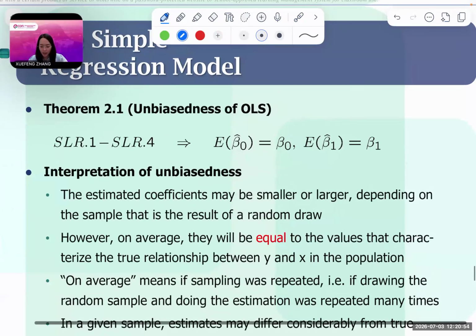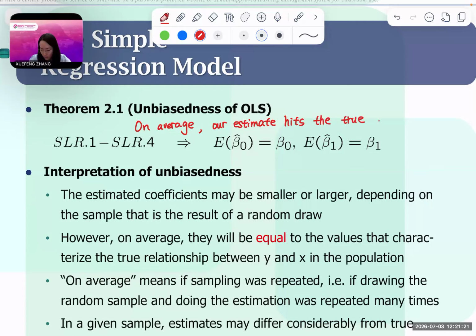Let me help you guys. So unbiased means on average our estimate hits the true value. Okay, unbiasedness means that on average, our estimate hits the true value.